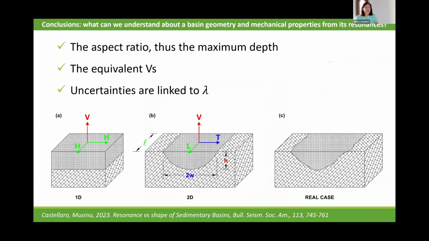Okay. So the answer we gave is, yes, you cannot do as beautiful imaging as with HRV when they are dominated by surface waves, but you can still do something. And specifically, you can still assess the aspect ratio of your basin, which means the maximum depth. You can also have a good estimate of the equivalent VS, which is maybe good for your seismic hazard studies. Clearly with uncertainties linked to the wavelength that you use, but this is physics. I mean, this is not HRV. This applies to any technique in physics.